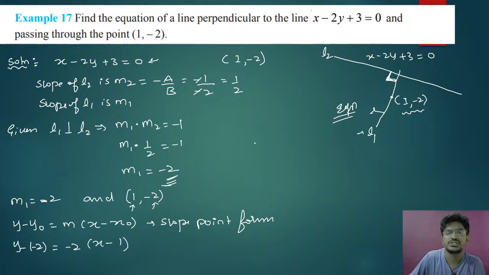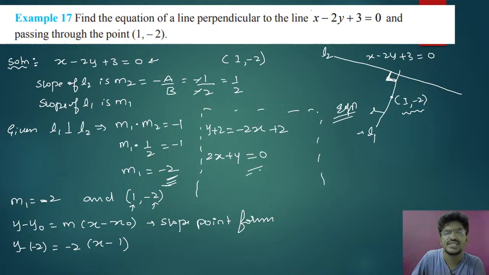So you simplify this. That will be y plus 2 equal to -2 into x is -2x, -2 into -1 is +2. Therefore 2x plus y, the plus 2 will get cancelled, equal to 0. So this is the equation of the required line. Clear? I think everyone has understood this.